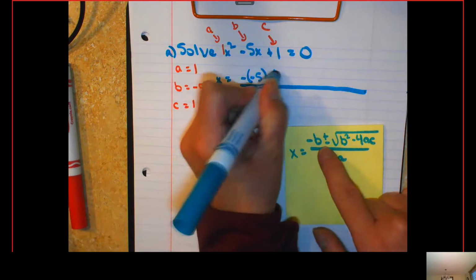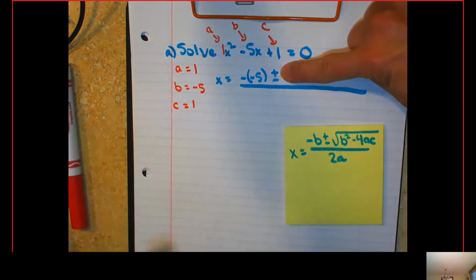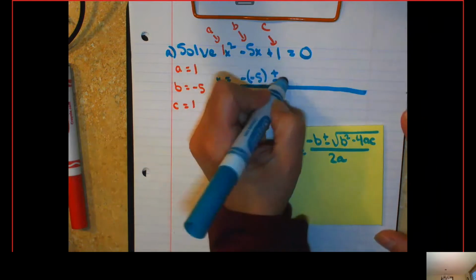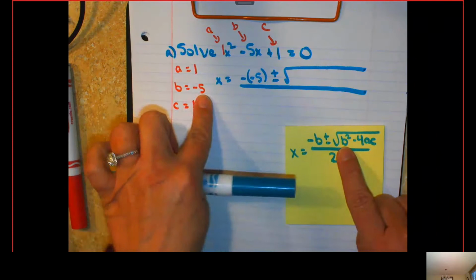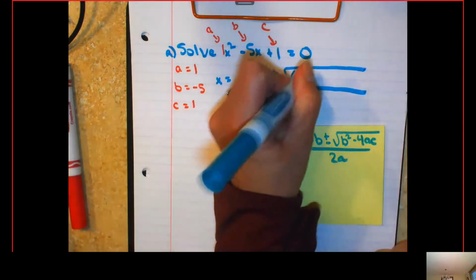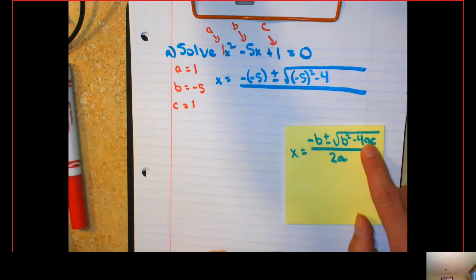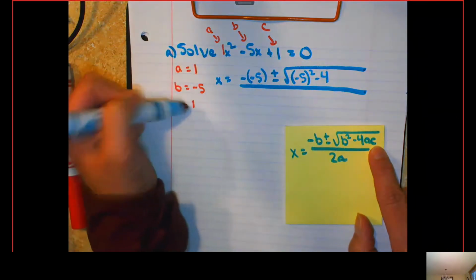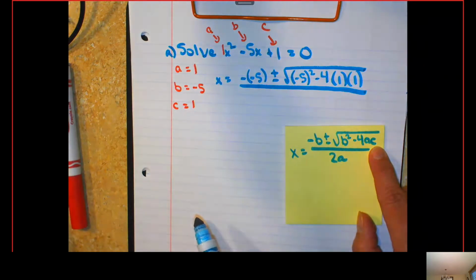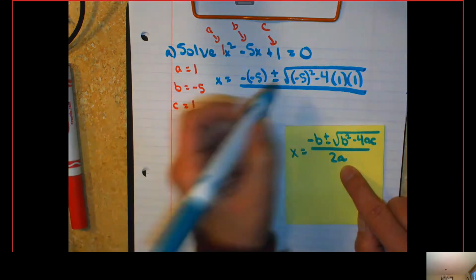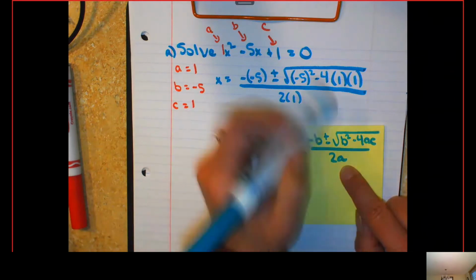Now I bring up my plus or minus, and the reason why there's a plus or minus is we're going to have 2 answers, like when we were completing the square. Underneath my radical, instead of b squared, I'm going to put -5 squared, in parentheses. And then minus 4, and instead of times a times c, it's going to be times 1 times 1. So 4 times 1 times 1. And then underneath that, instead of 2 times a, it's going to be 2 times 1. Now the hard part's done. I just need to simplify this mess.